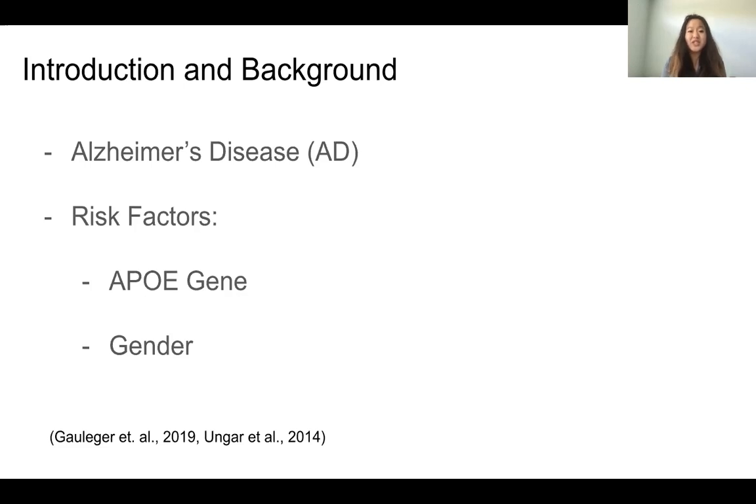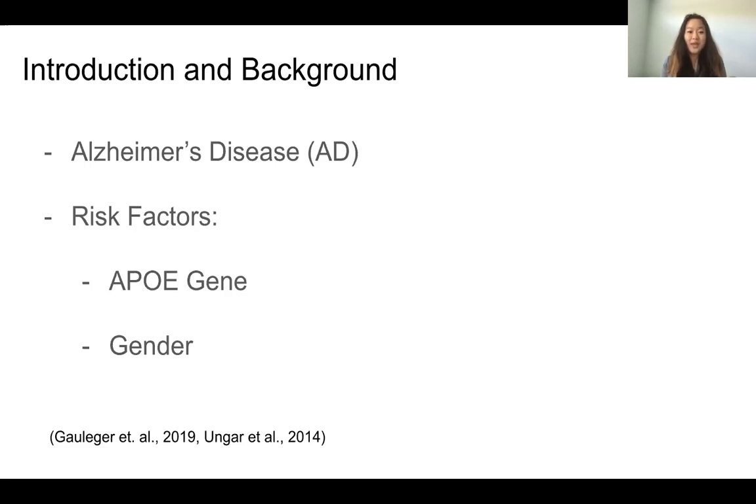In addition to this gene, a major factor in determining the risk for Alzheimer's disease is also the gender of the individual. There is a larger incidence of Alzheimer's disease in women compared to men. Women have about a 2 times higher risk of developing Alzheimer's disease compared to men, just for the fact that they are women.